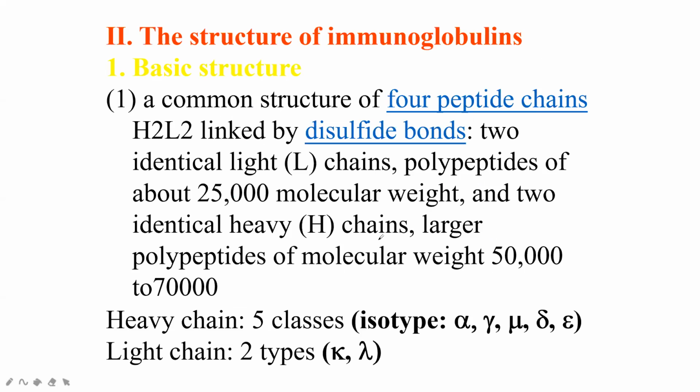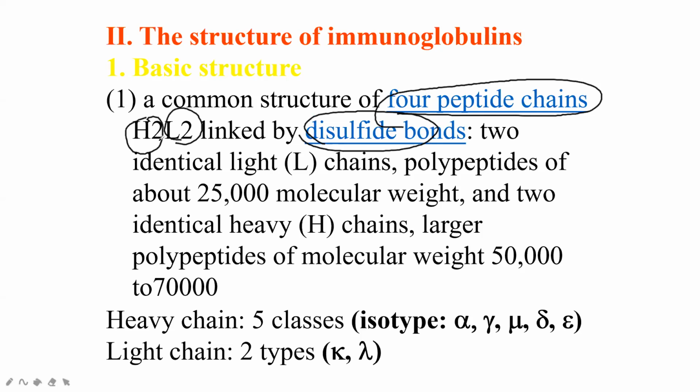Okay, let's talk about the structure of antibody. The structure of antibody has four chains. How many chains? Four chains: two heavy chains and two light chains. And what's the connection between them? The connection between them is the disulfide bond.